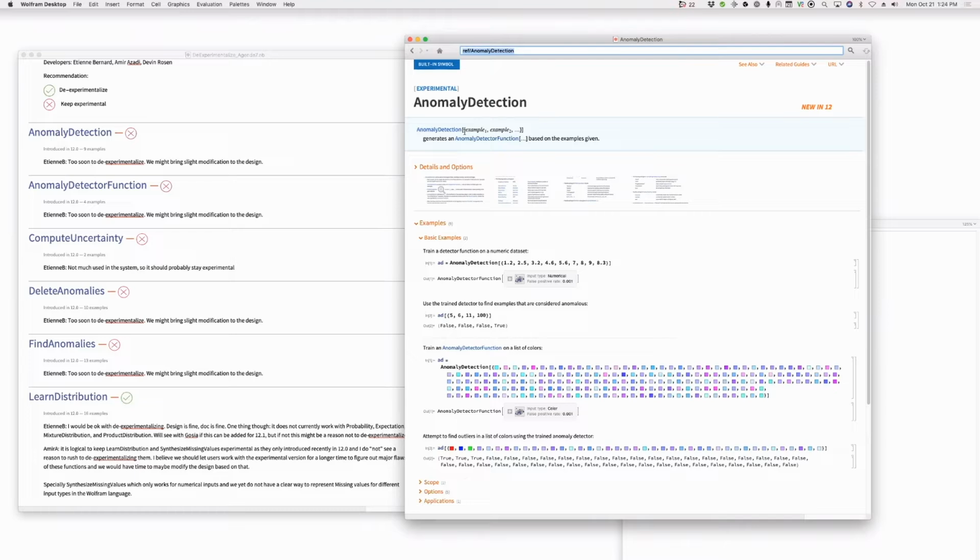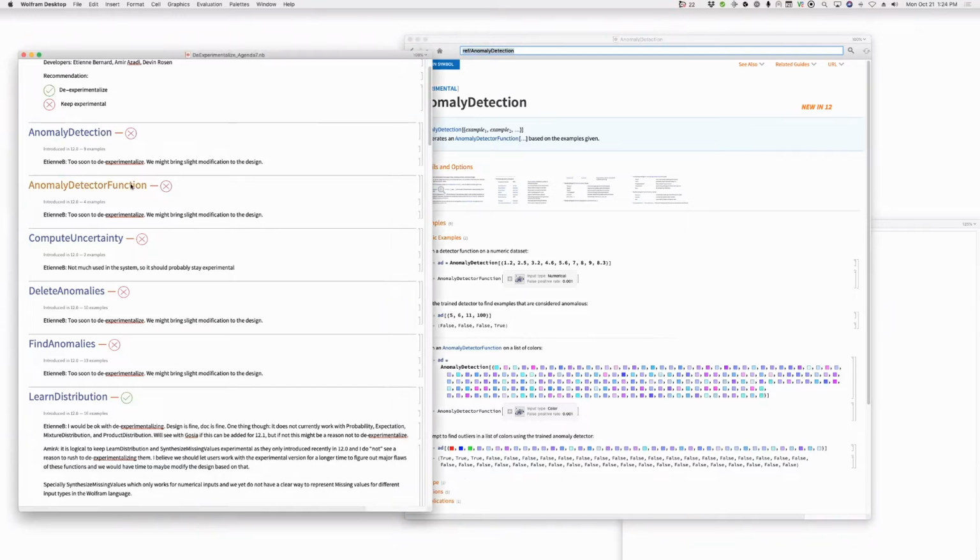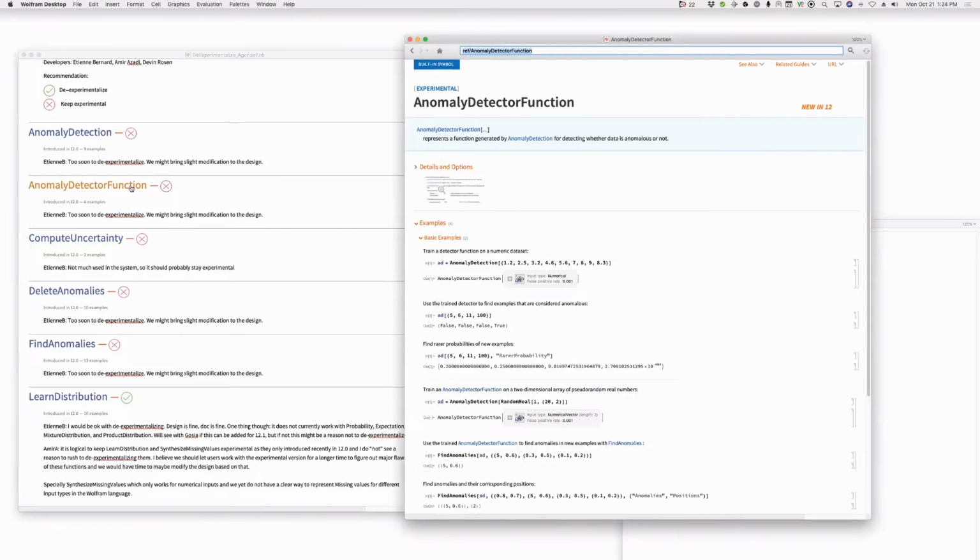And you can also use directly in find anomalies and in delete anomalies the learned distribution. Don't you already have that technology to go from learned distribution to an anomaly detector function? What's the difference? Does the anomaly detector function give true or false? Yes, it gives true or false, and you have properties like error probability. But normally it's a true or false.